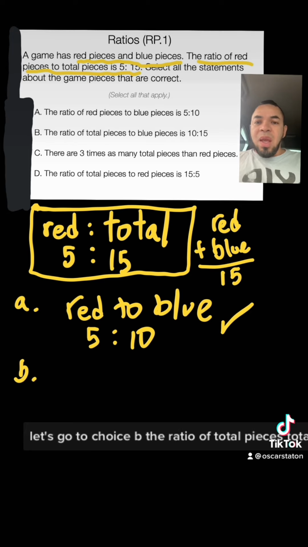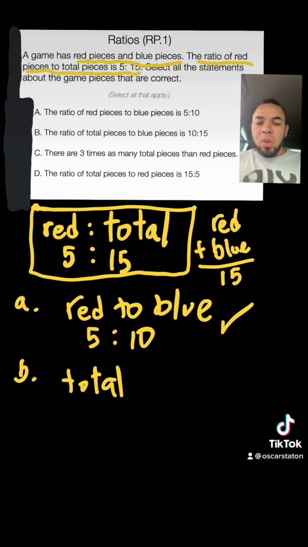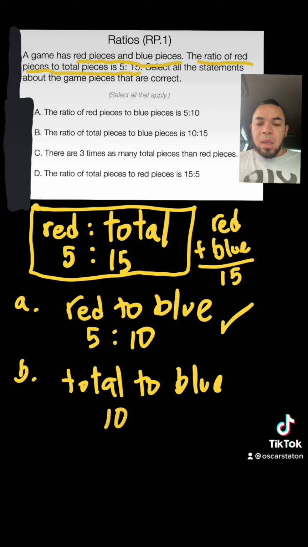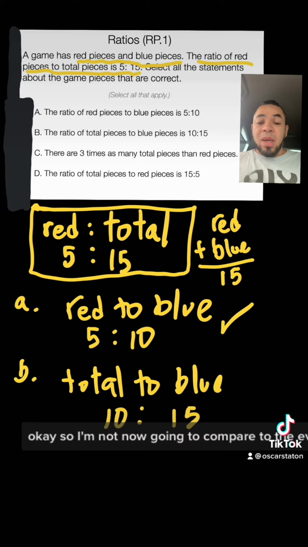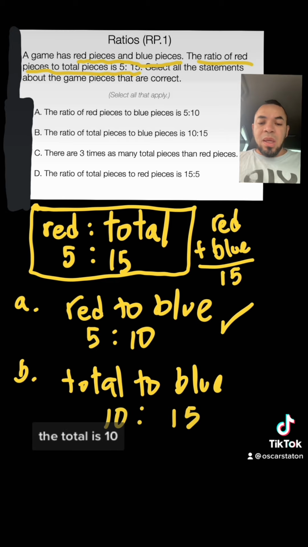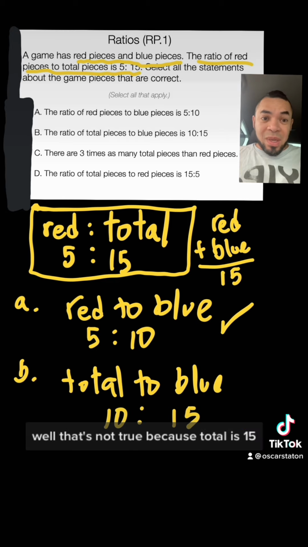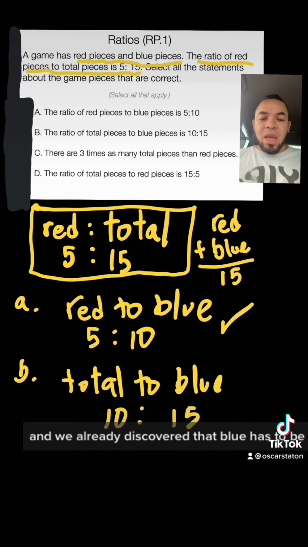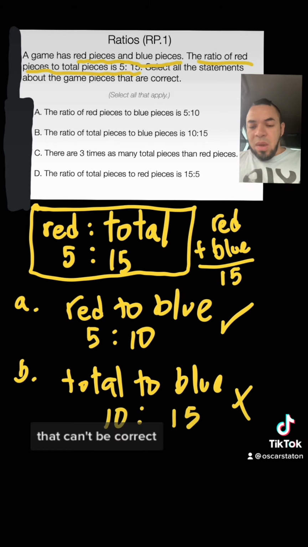Let's go to choice B. The ratio of total to blue, I'm writing down the information that they're giving me, is 10 to 15. Okay, so I'm now going to compare it to the evidence. The total is 10. That's not true, because total is 15. It's always going to be 15. That's what we know. So that can't be correct. And we already discovered that blue has to be 10. And this says blue is 15. So no, that can't be correct.